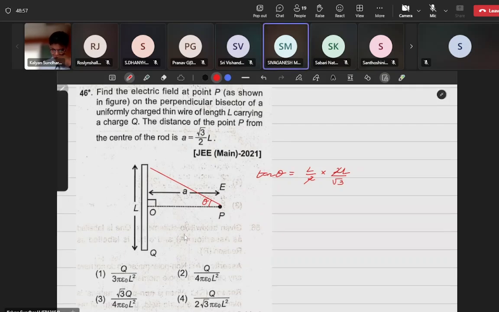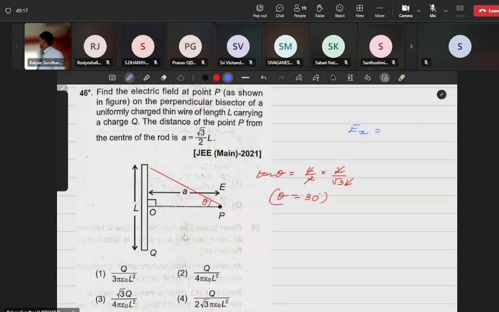Sir, they have given root 3 L by 2, right? Oh, root 3 L by 2. Okay. Right. So theta will be 1 by root 3, which is 30 degree. So E along X, theta 1 as well as theta 2, perpendicular bisector. Theta 1 and theta 2 both will be 30 degree.